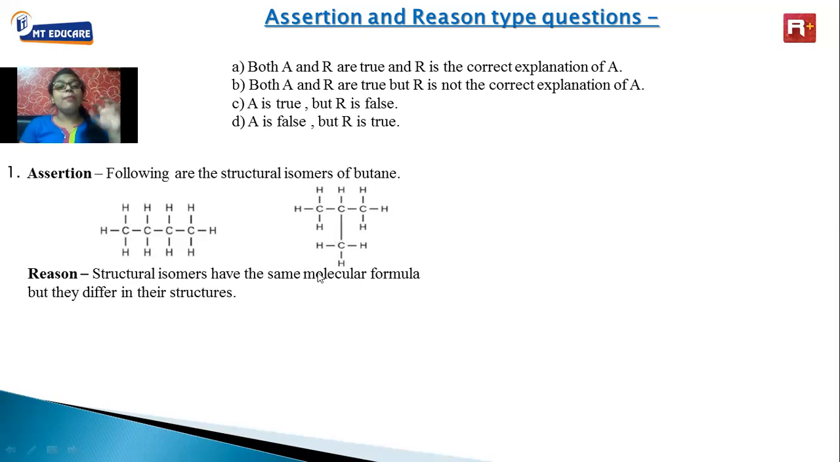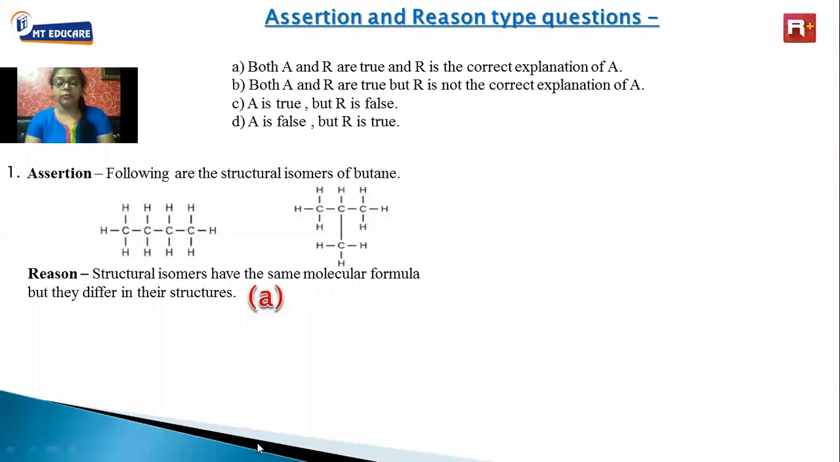Structural isomers have the same molecular formula, but they differ in their structures. Is this explanation correct? Yes. Structural isomers, the definition is the same. Structural isomers have the same molecular formula, meaning they will have the same number of carbon, the same number of hydrogen. Only their structure, appearance will differ. Okay, so both the statements are true, and the reason is correctly explaining the assertion statement. So what will be the option over here for the answer? That is A. Both A and R are true, and R is the correct explanation for A. Is it clear, everyone?